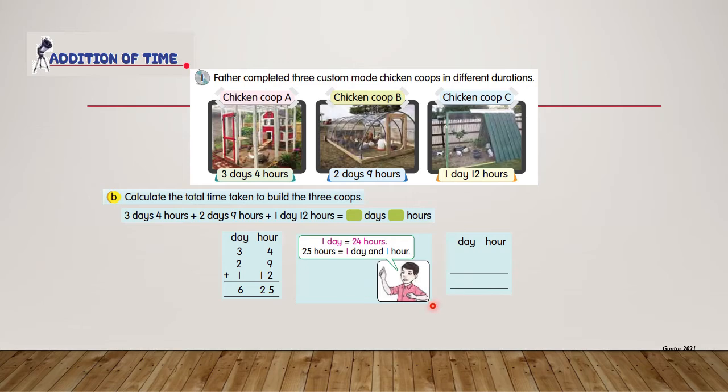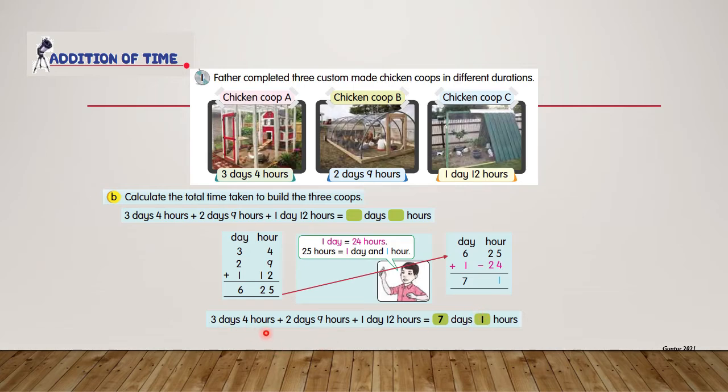Okay, next. We bring the answer here to the next standard writing method. 6 days 25 hours minus 24 hours because it is 1 day, and add with 1 day. Replace the 24 hours with 1 day there. Hours minus hours, we got 1. Days add with days, we got 7.